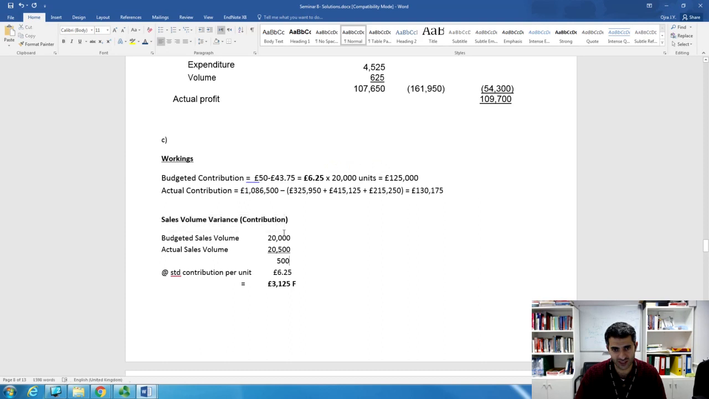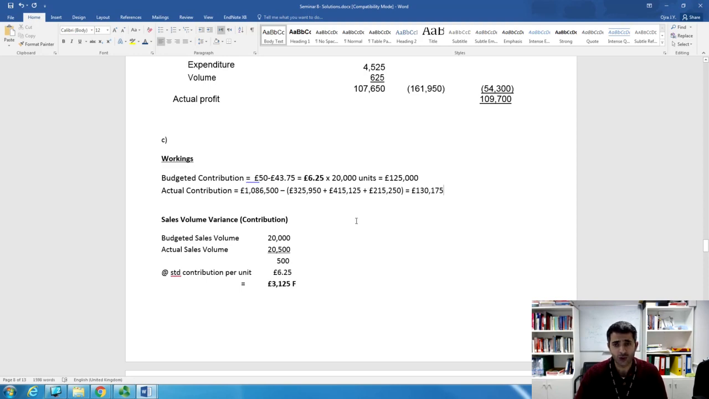The sales volume variance is absolutely the same as absorption costing, but instead of £5 it is £6.25. This is the only variance you need to calculate, nothing else. But of course you need to calculate the new budgeted profit and the new actual profit, and again that is based on the new marginal costing, where you need to take away the fixed cost.